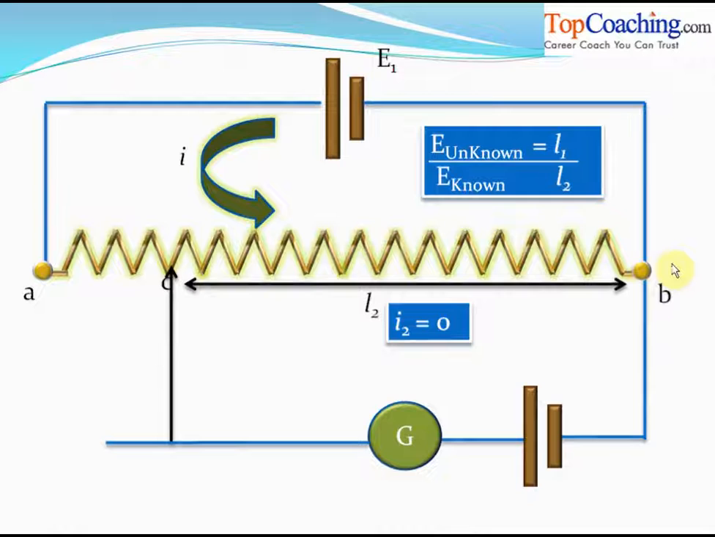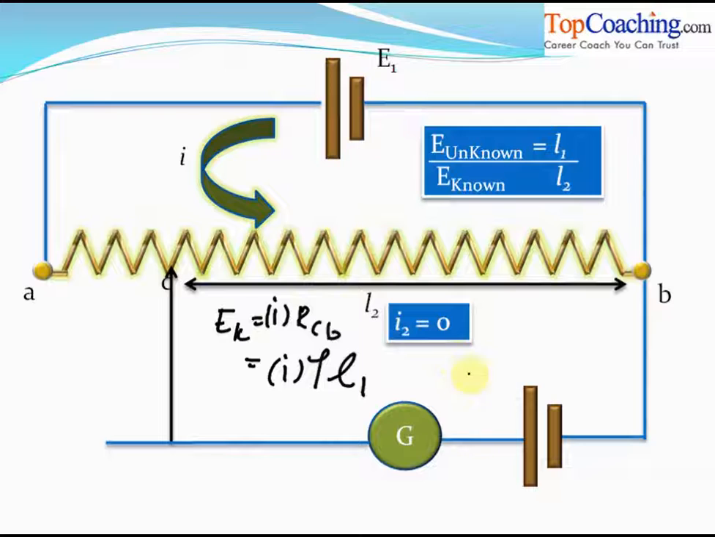To make things easier, we first put a known battery instead of the unknown battery here. Then we find the current equal to 0 point for this known battery. So for the known battery, clearly E known is equal to I times RCB, that is I times rho, if rho is the resistance per unit length, into L1, isn't it? If L1 is the length CB for which I2 is 0.